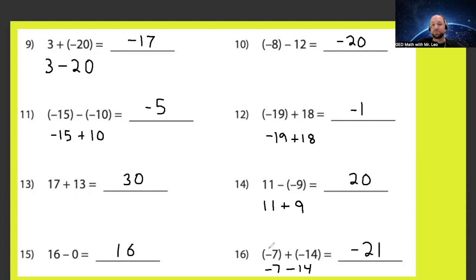This is as if you spent 7 and you spent 14. So altogether, you spent 21. Okay. Practice makes perfect. Let's keep going. Are you writing these down in your notebook?